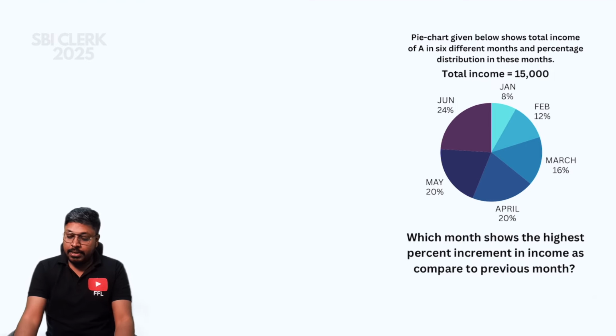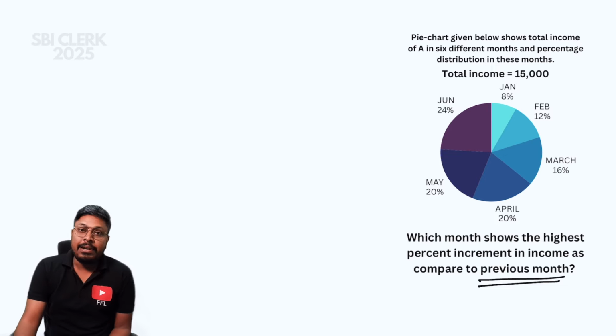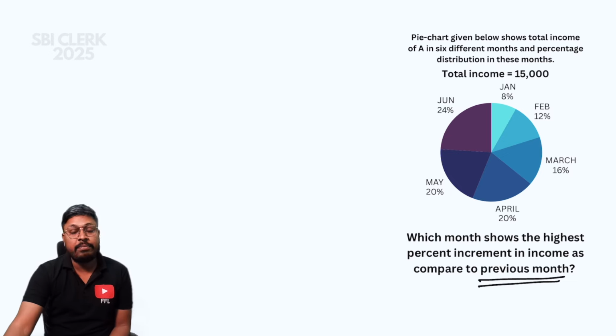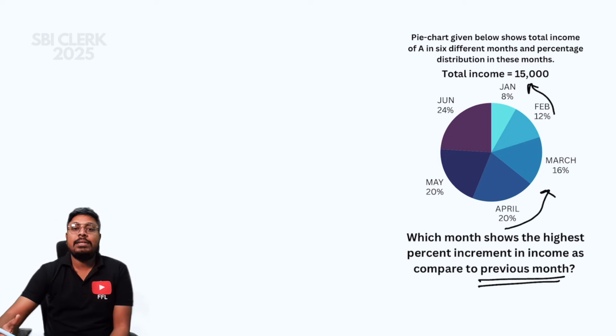So next question: which month shows the highest percentage increment in the income as compared to the previous month? We have to find in which month there is the highest percentage increment from the previous month. For example, if you take Jan and Feb, we have to compare Feb to Jan. Only then can we see the increment from the previous month. You should not check in the clockwise direction; you have to check in the anti-clockwise direction. So if you need to check March and April, you have to check April against March. Only then can you see how much the increment was.